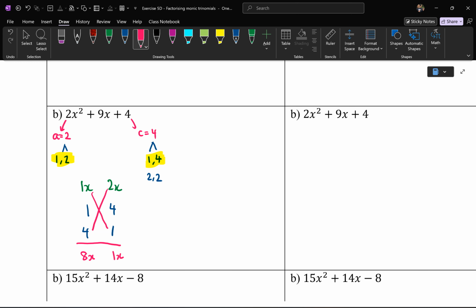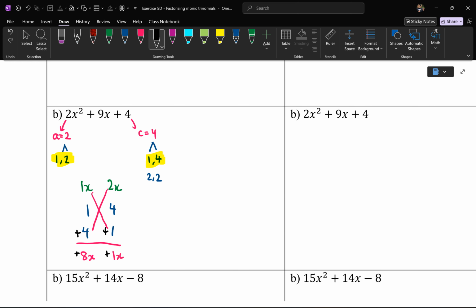Then I ask myself, can I add or subtract these two numbers, 8 and 1, to get the 9? Add. Both of them have to be positive. So here I would say, this needs to be a positive 8. That needs to be a positive 1. So that means this 4 has to be a positive. That'll be 2x times positive 4 to get the positive 8x. And then 1x times, this has to be a positive 1 to get that 1x.